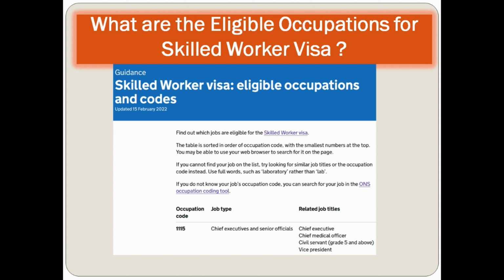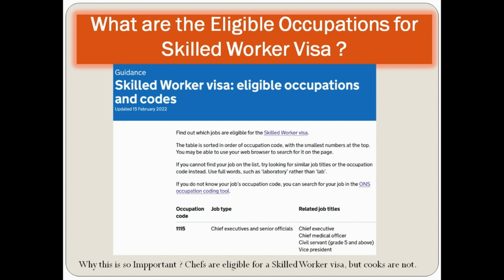Occupation code, for example, is 1115. Job type is chief executive and related job is chief executive. Why is this so important? This is important because applying for a visa in the correct category is very important. For example, chefs are eligible for skilled worker visa, but cooks are not. So if you apply for a sponsorship license for cooks, that means that's not eligible for the visa.